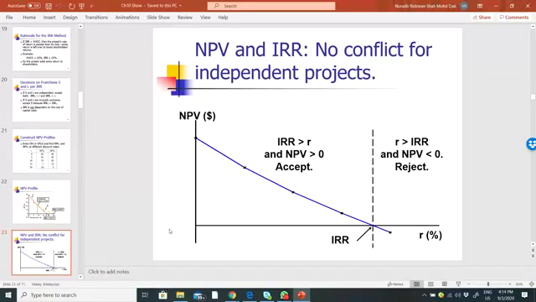For example, here, look at the IRR. IRR is greater than R, and NPV is greater than 0, so you accept. Here, R is actually greater than IRR, and NPV is less than 0. You see the NPV is negative, so you reject. Here you reject, and here you accept.